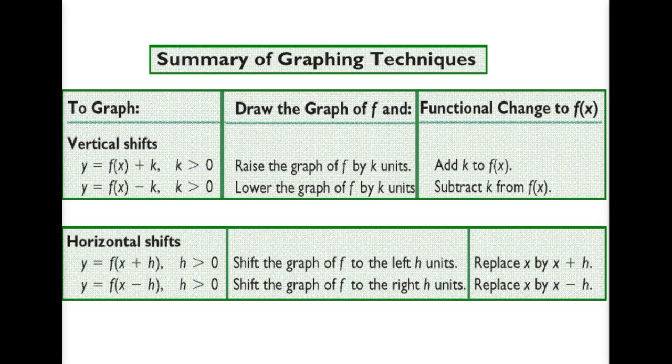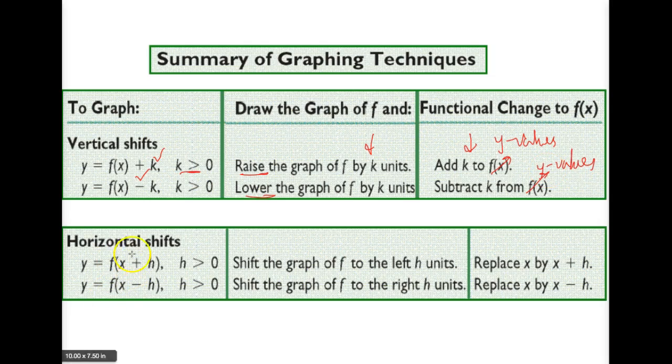And so in summary, we have vertical shifts, which we know is a function plus some value k. K has to be greater than 0. And of course, some function minus k, where k has to be greater than 0. Of course, the graph is raised or lowered by k units accordingly. Then, of course, we add k to the y values. And so I'm just going to cross this out and put y values. Here for the vertical shift down, we are subtracting k from the y values.